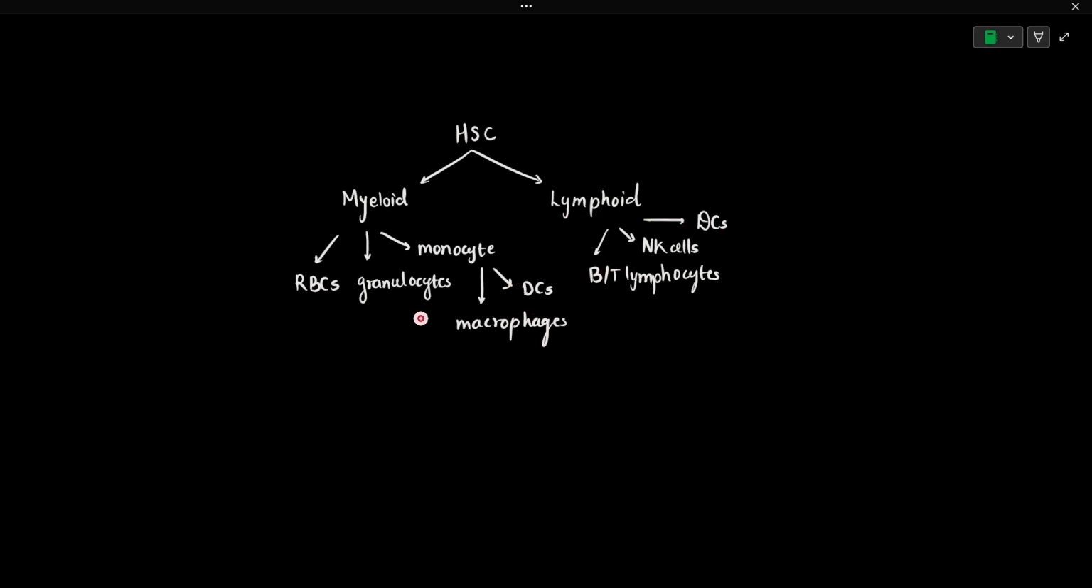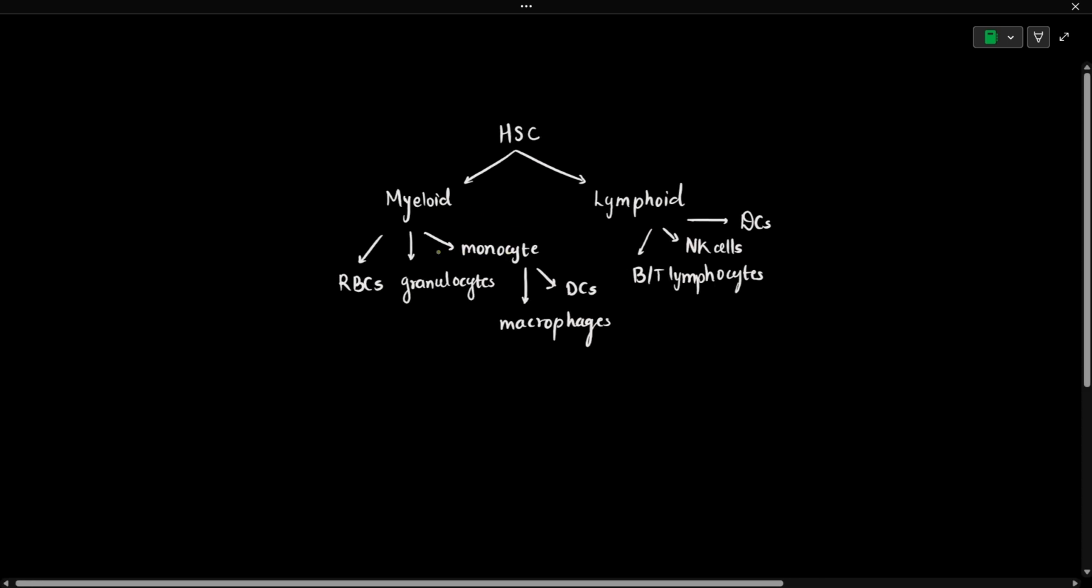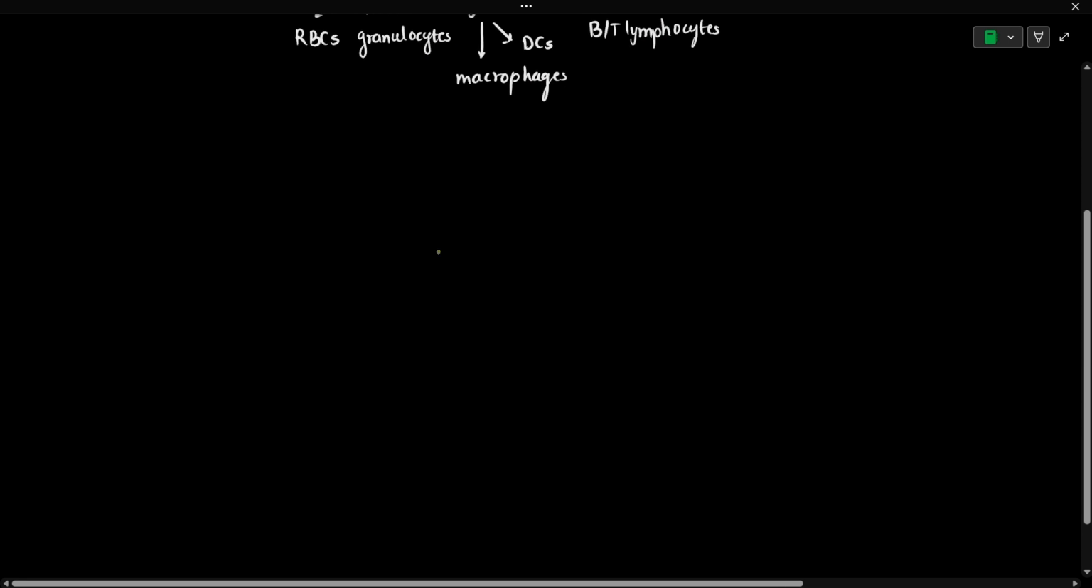We have already discussed all of the granulocytes, the neutrophil, basophil, and eosinophil, as well as the mast cells, which are the tissue resident granulocytes. Today we are going to learn about dendritic cells in detail: the location of dendritic cells in the body, the activation of dendritic cells, and the role of dendritic cells. That is what we are going to discuss in detail in today's lecture. So let's get started with the dendritic cells.